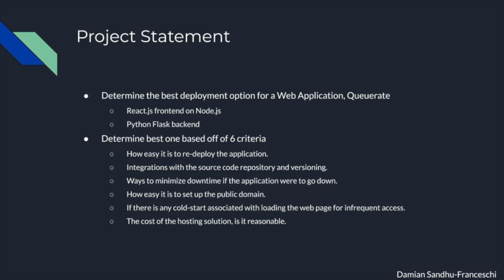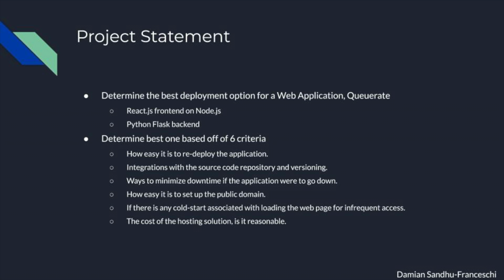Well, we wanted to determine the best deployment option for a web application called Curate. Curate is an application that one of our group members, Daniel, created last semester for a group of his in a course. And it's just a simple application that has a React.js front end on Node.js with a Python Flask backend. We wanted to use this application since Daniel was very familiar with it. It was simple, easy, so we wouldn't run into any issues with the software. And if we did, we had someone that was very knowledgeable about it to debug the software. So really the only issues we should potentially run into would be within the cloud services themselves.